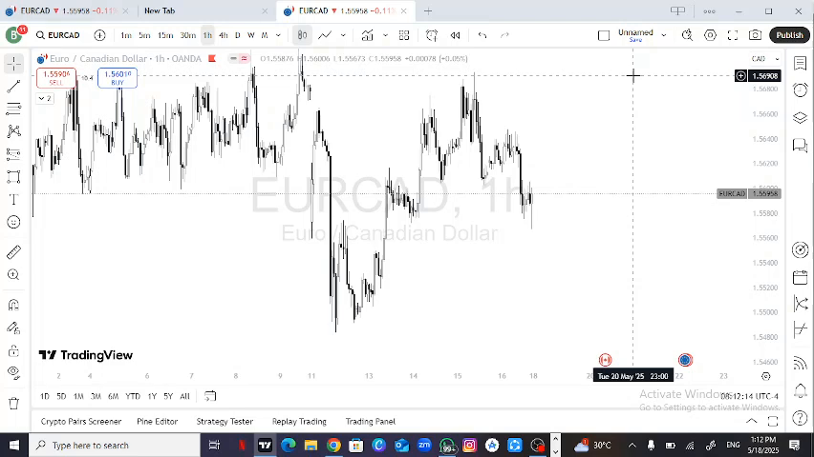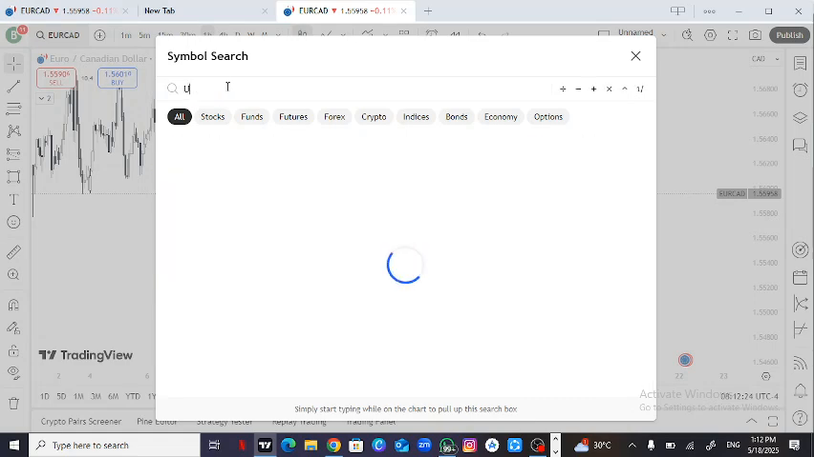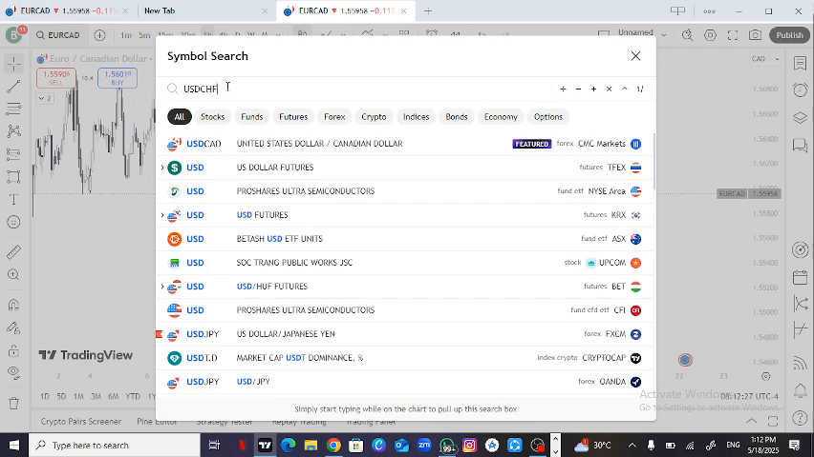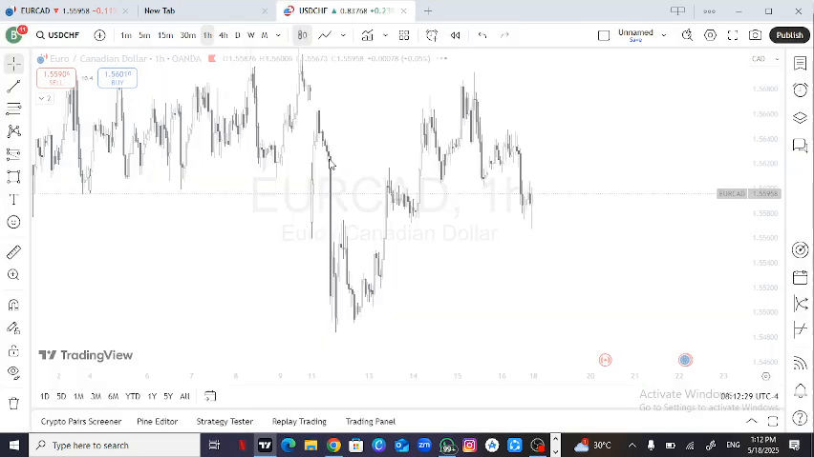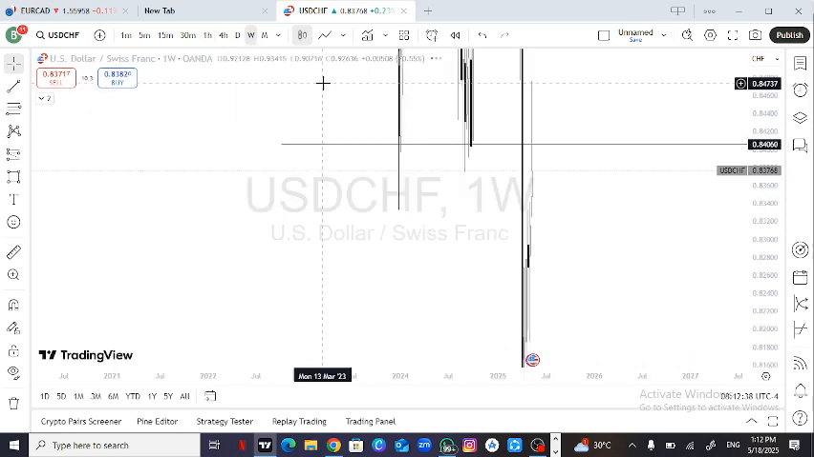The last one I'll be looking at for this week is USDCHF. Let's go to USDCHF quick. That's the last one I'll be looking at this week. Now USDCHF is not that clear on 1 hour time frame. Let's go on the weekly time frame.